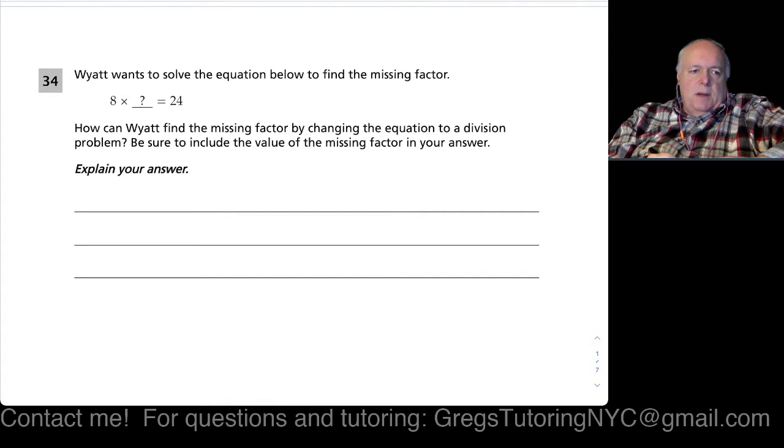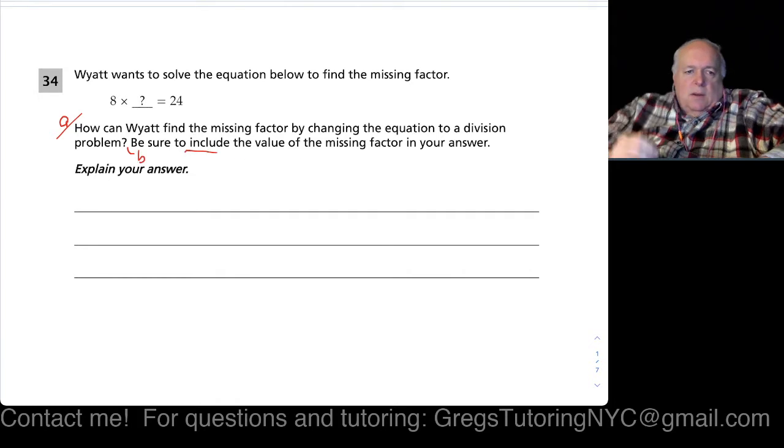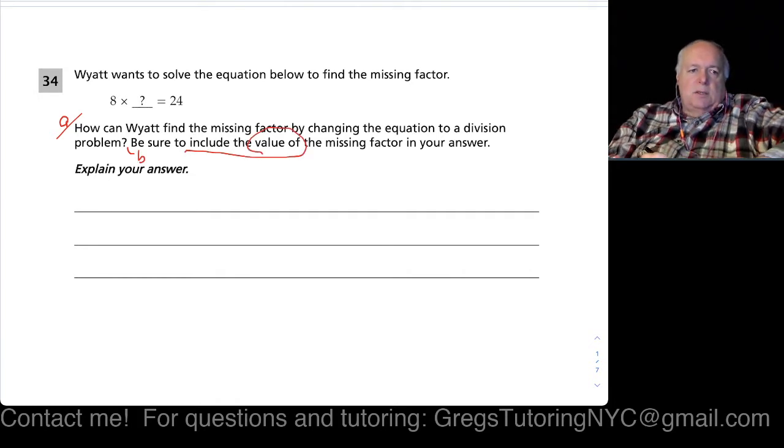There's an A part here, which is how can Wyatt find the missing factor? Okay, and then there's a B part here, which is be sure to include the value. Okay, so some kids might explain this out. You all know that the answer is 3 here, right? 8 times 3 is 24.